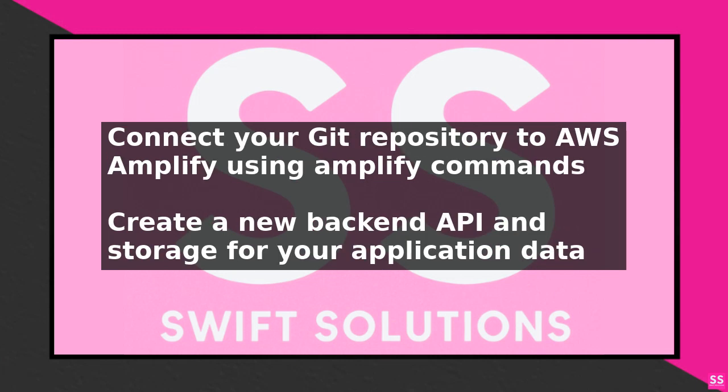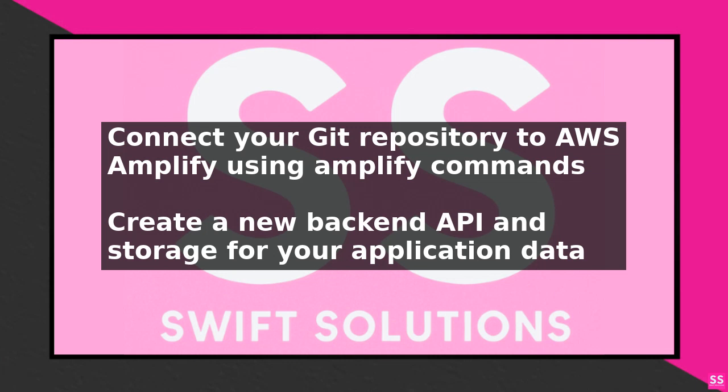Next, connect your Git repository to AWS Amplify by running the command amplify add storage and then amplify add API to create a new backend API. Then, create a new branch in your Git repository and make some changes to your code. Commit these changes and push them to your repository.